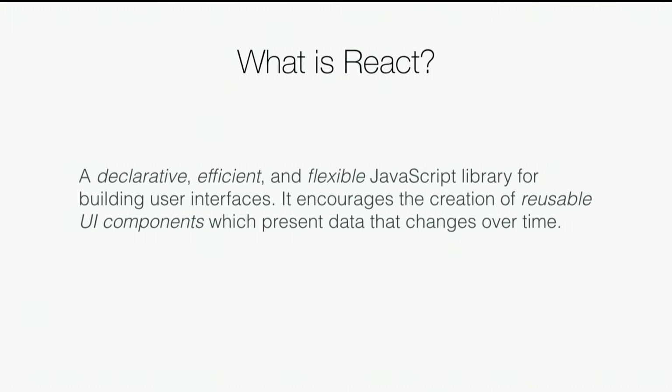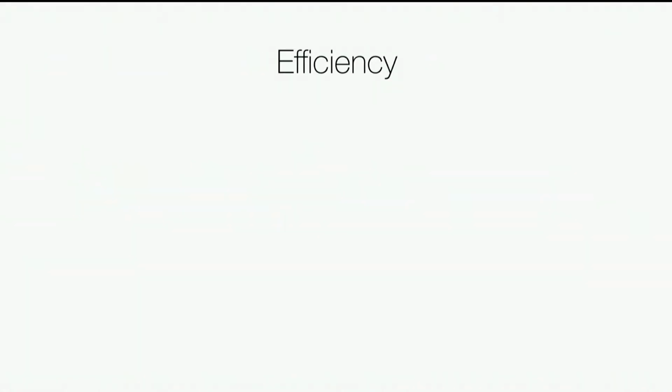So now that we understand declarative versus imperative, next italicized word, efficient. Why is it efficient? So the first thing to understand is that DOM manipulation is slow. So anytime you are actually changing the HTML markup on a page, that is relatively slow compared to manipulating things in JavaScript.